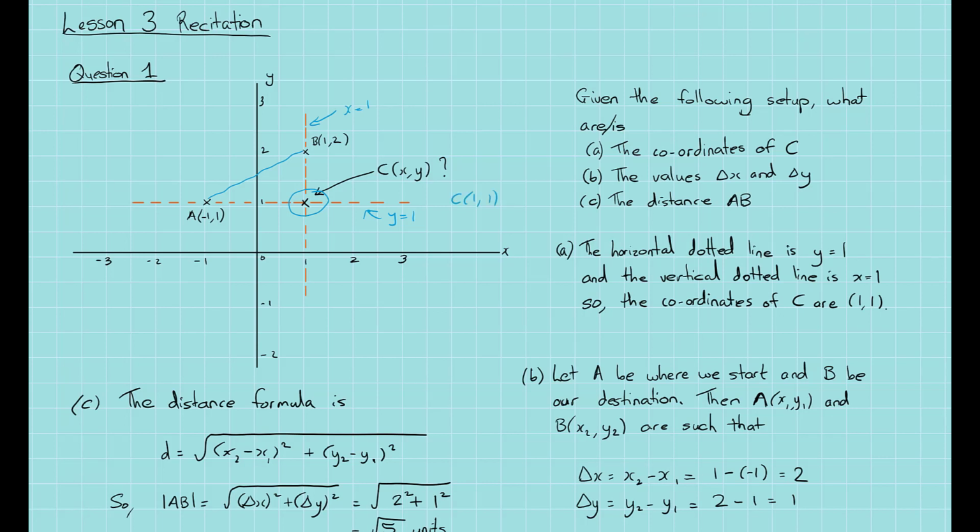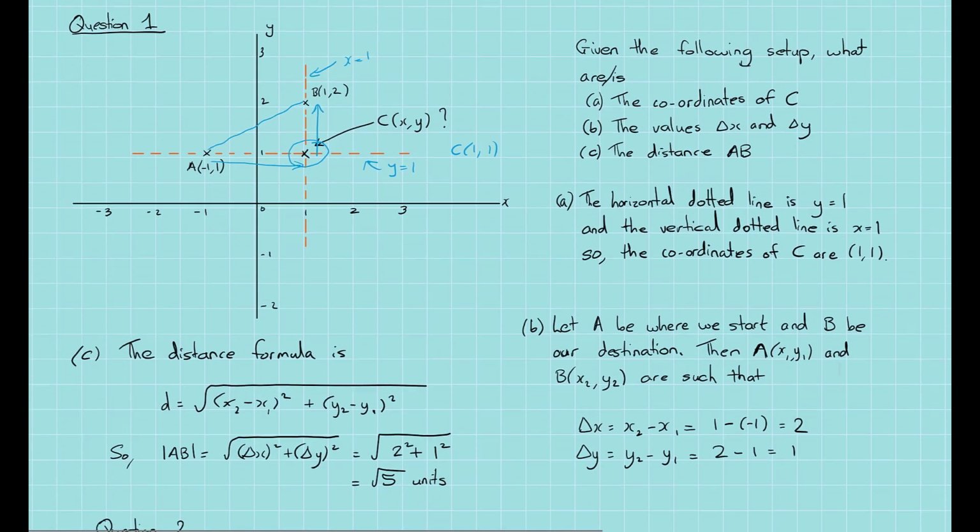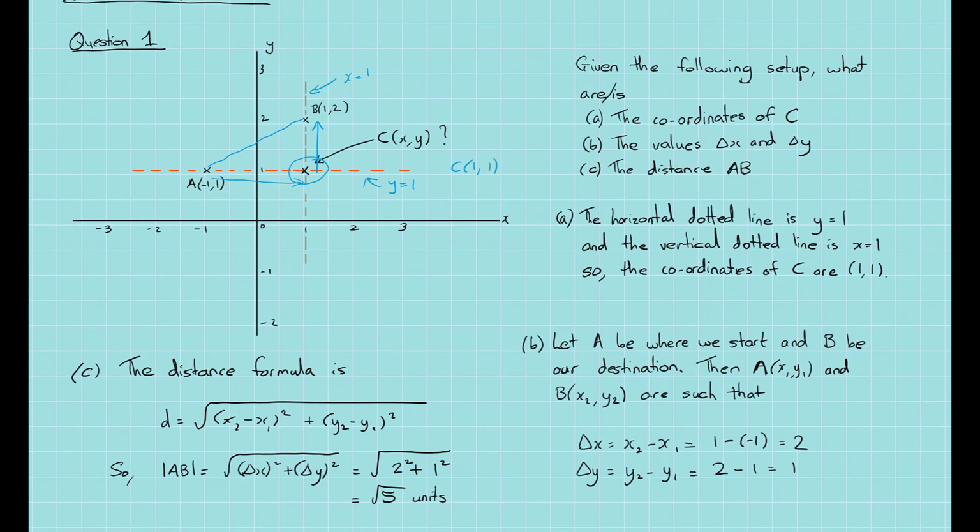For part B, we want to know about the increments as you're traveling from A to B. If you're traveling along this horizontal line and then along that line, what is the distance along the x-axis and what is the distance along the y-axis that you've traveled? Of course, we know how to do this. You just calculate delta x and delta y using the coordinates of A and B, and we get delta x is 2 and delta y is 1.